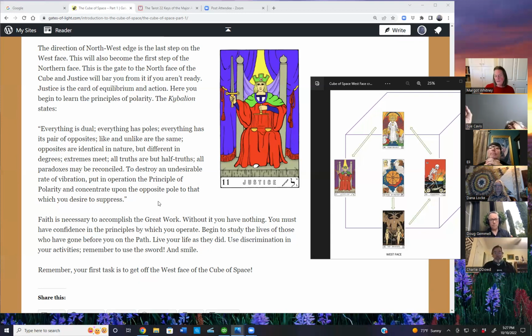Faith is necessary to accomplish the great work. Without it, you have nothing. You must have confidence in the principles by which you operate. Begin to study the lives of those who have gone before you on the path. There have been many. Live your life as they did. Use discrimination, get out your sword in your activities. Remember to use the sword and smile. Remember, your first task is to get off the west face of the cube of space. So with that, any questions?